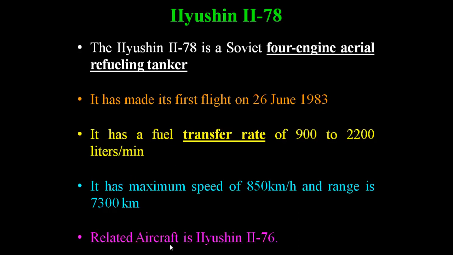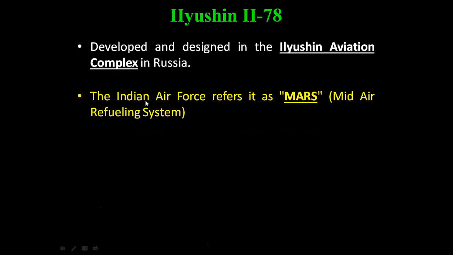Some related aircraft: Ilyushin 276, the earlier version of the 78. It was developed and designed at the Ilyushin Aviation Complex of Russia. As far as the Indian Air Force is concerned, the IAF refers to it as MARS, which stands for Mid-Air Refueling System. So the Indian Air Force's MARS is Ilyushin 278.